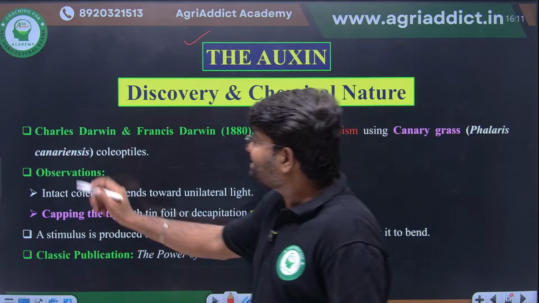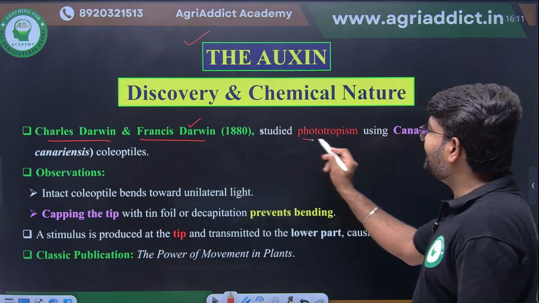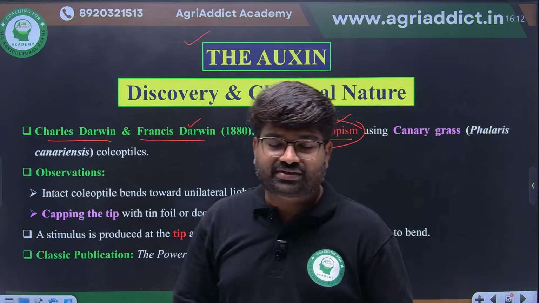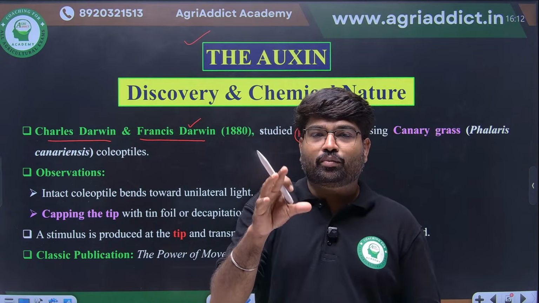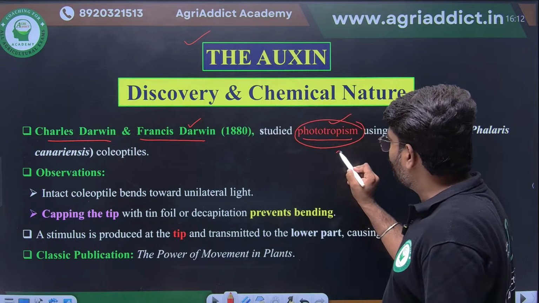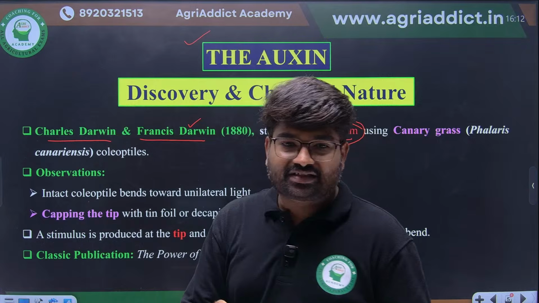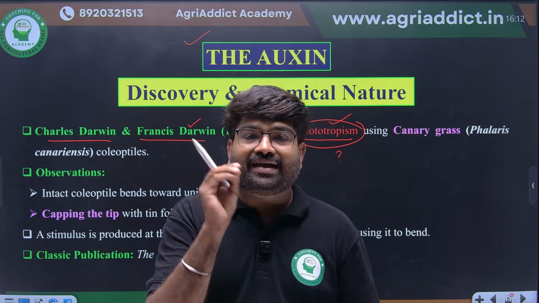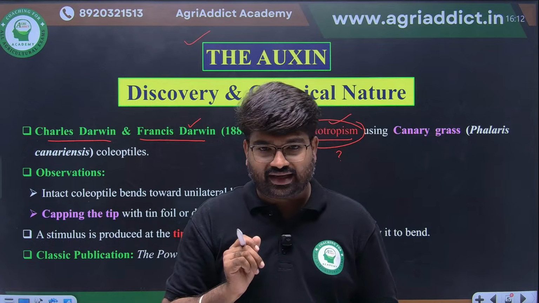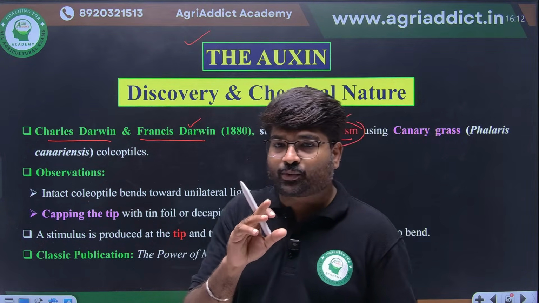Charles Darwin and Francis Darwin studied the phototropism response using canary grass. Now you have to know what is meant by phototropism. Phototropism means when we give unilateral light, the bending of the plant tips will be towards the light. This is known as phototropism.